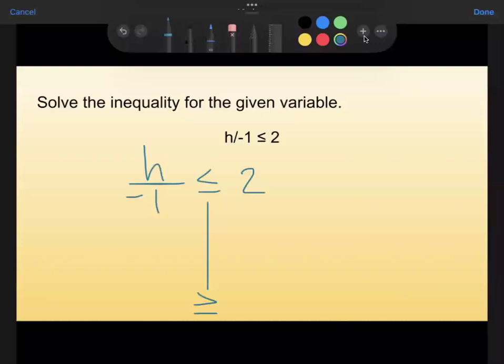Now, h being divided by negative 1, the opposite would be to multiply it by negative 1. So I'm going to go ahead and multiply this side by negative 1 and multiply this side by negative 1. What happens is on the left, any number times something and then divided by that same number is right back to that original number. So these actually cancel, and I can bring down the h. On the other side, 2 times negative 1 is negative 2. So here's my final solution. H is greater than or equal to negative 2.